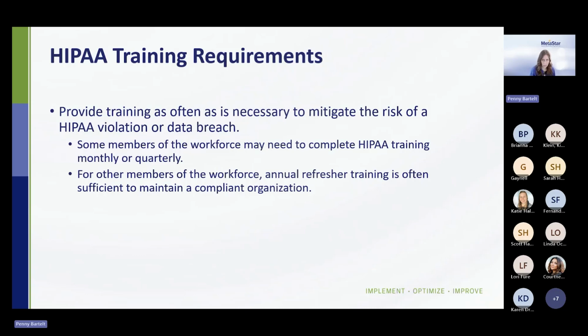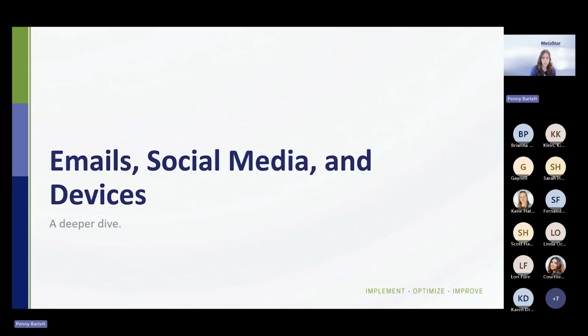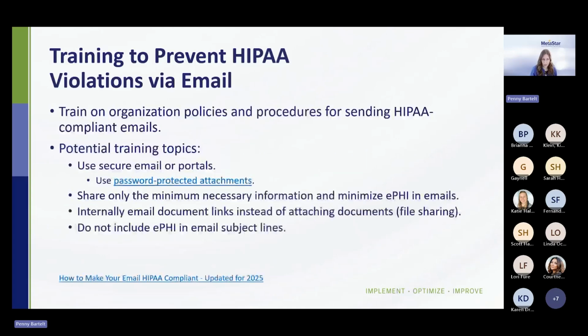So now we're going to dive a little bit deeper into emails, social media, and devices. All right, so one thing you want to do is train to prevent HIPAA violations via email. So really train on your policies and procedures for sending HIPAA compliant emails. And I'm going to go over some potential training topics. These are things you can consider. They may not be things you do, but you might want to think about, if you're not doing it, maybe starting to do it. Again, these are all just suggestions.